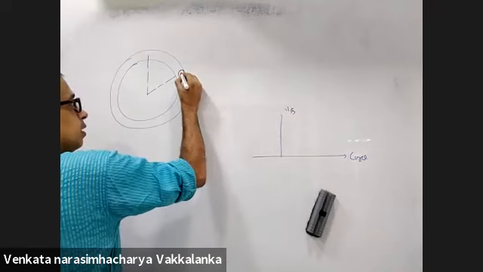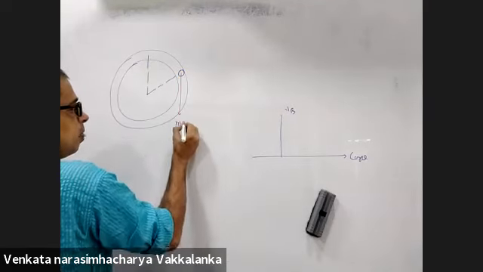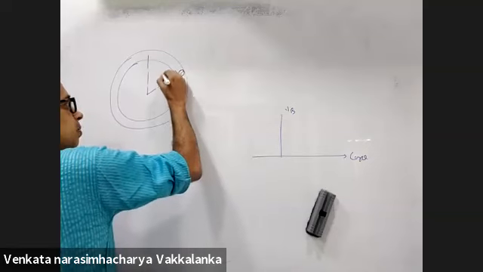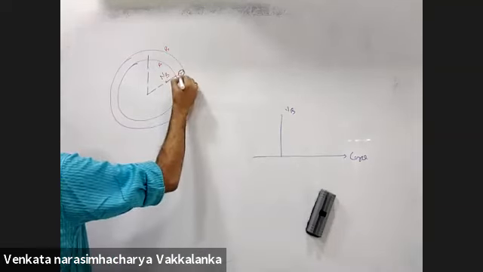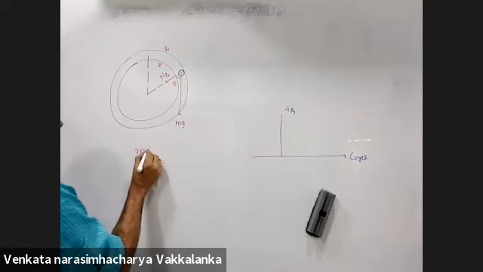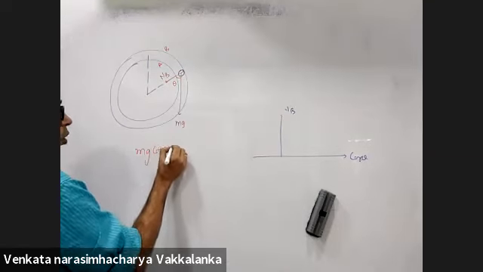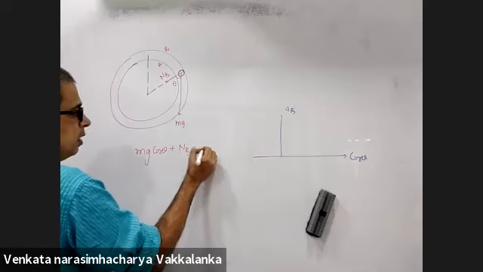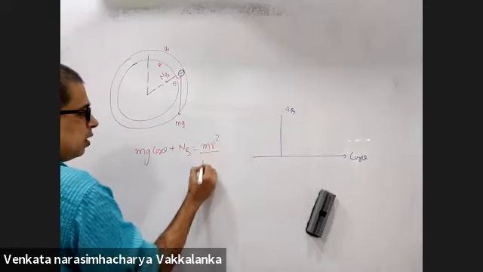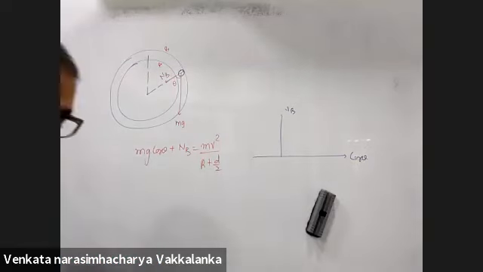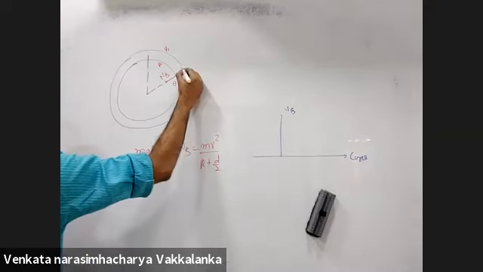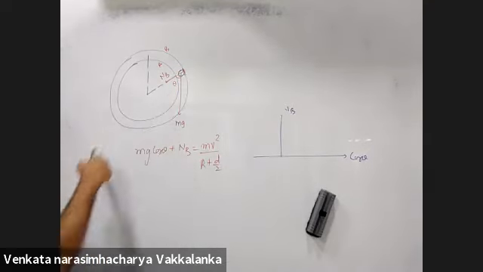This will be mg. This will be NB. This is B, this is A. This is theta. So what will your equation be? Mg cos theta plus NB is equal to mv square by R plus D by 2. Do you agree with this? So here the outer surface is pressing the body inwards.